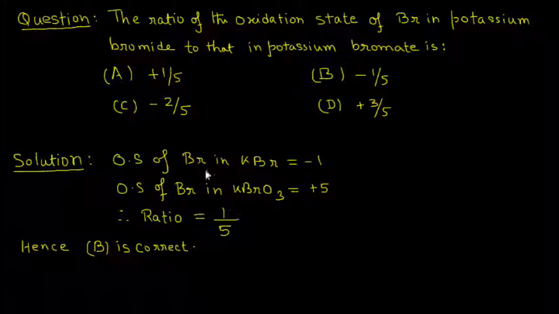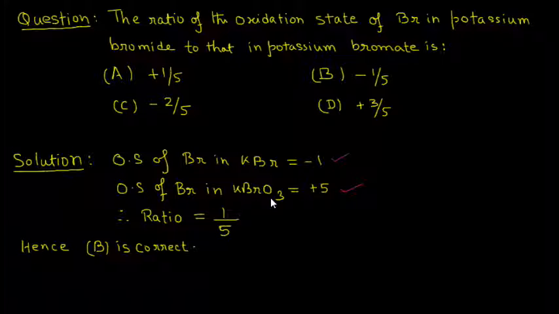The oxidation state of bromine in KBr, potassium bromide, is minus 1. The oxidation state of Br in KBrO3, that is potassium bromate, is plus 5. How? It is very simple. Potassium's oxidation state is plus 1. One oxygen's oxidation state is minus 2.